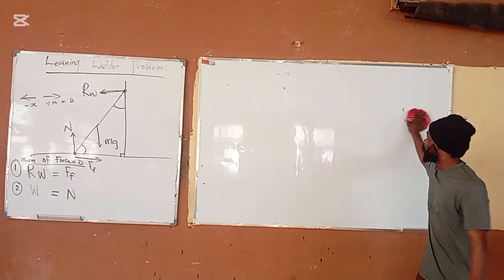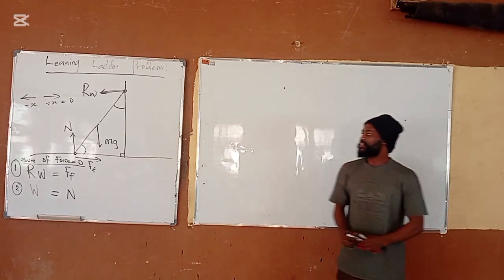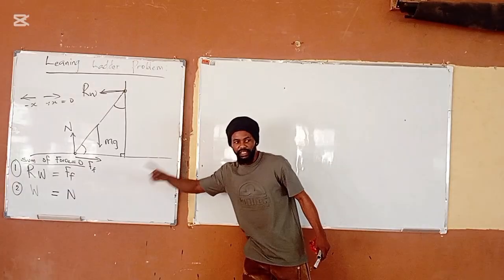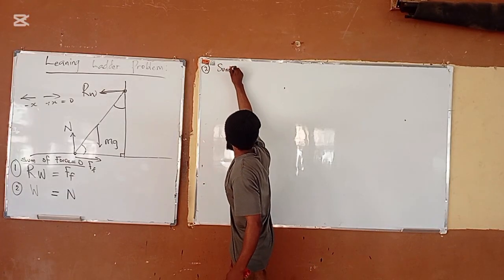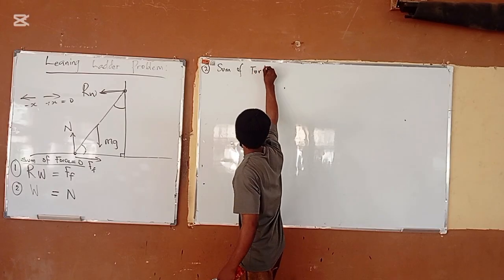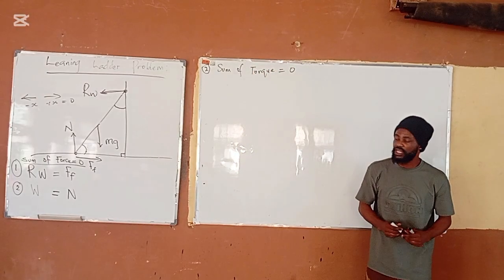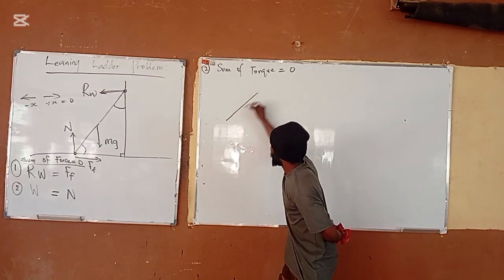Then the new students will stay back. Look at this. We've drafted this first. That's the first rule. For the second rule, the sum of torque must be equal to 0. If the sum of torque must be equal to 0, see what I am going to do now. I'll bring my inclined plane.